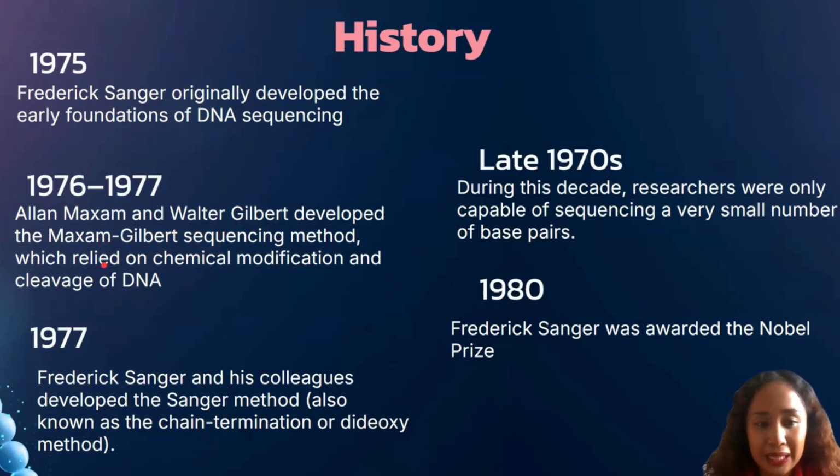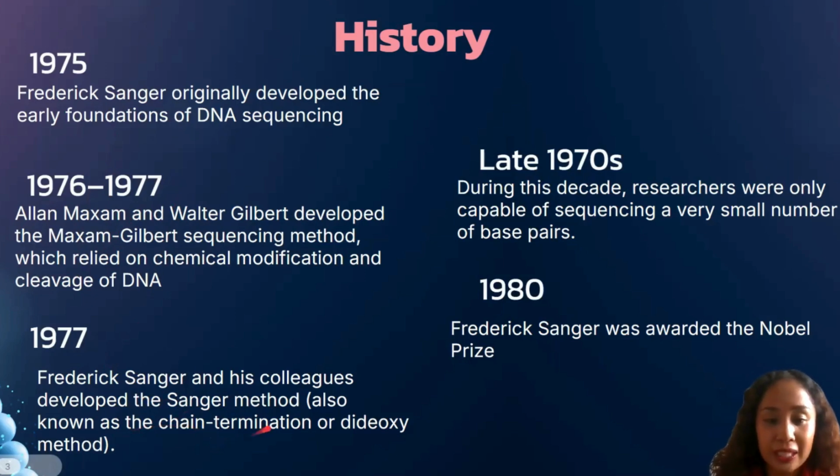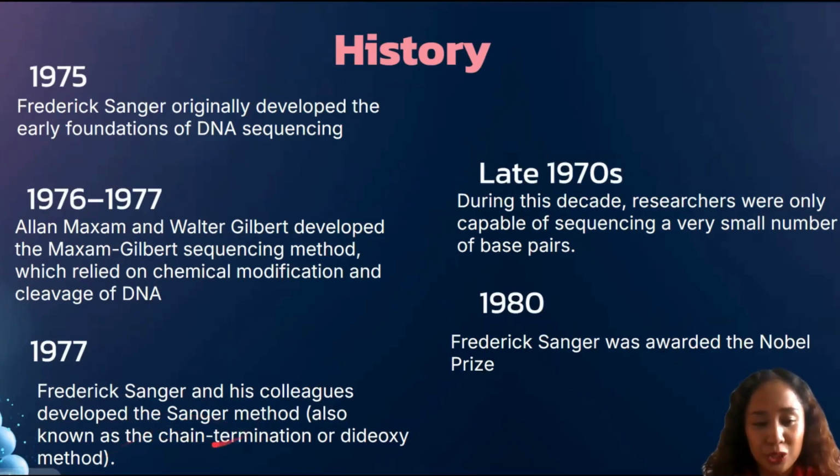Now, it has been another DNA sequencing method. It relies on chemical modification and the cleavage of DNA. Actually, the Sanger method and the Maxam-Gilbert method are the main two methods we're going to discuss today. In 1977, Frederick Sanger and his colleagues developed the Sanger method, also known as the chain termination or dideoxy method. Okay? So, chain termination, there's an endpoint, and the dideoxy method. Later, we'll talk more about this.